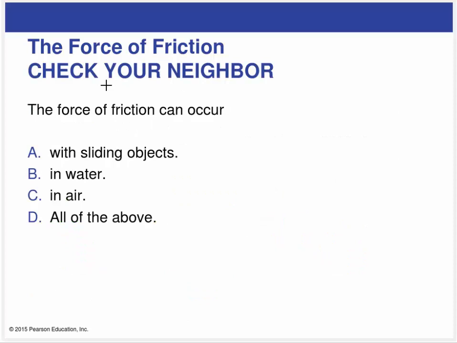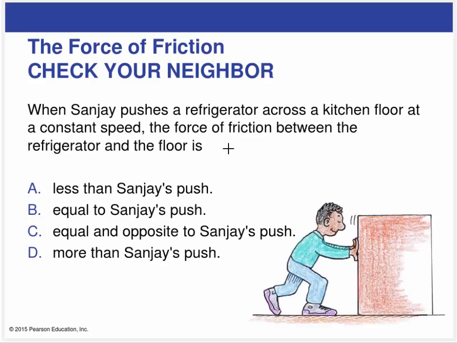So take a second and ask yourself, when is friction going to occur? Okay, so you've thought about it a little bit. We know that it's going to occur with sliding objects. Actually, we know that it's going to occur in the air. We know that we can have air resistance, and we're going to talk about falling objects in a little bit. And it can also occur in water. That's why we can do things like water aerobics. So it's actually going to be all of these.